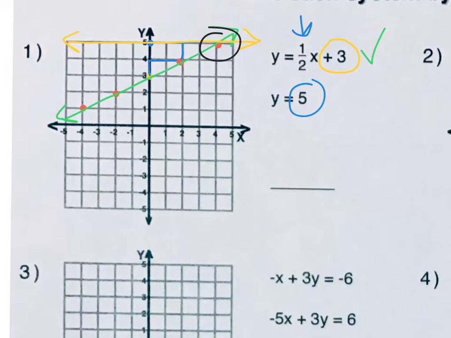They cross right here. That's going to be our solution. Right there is our solution. So on the blank, we write the ordered pair. Our ordered pair needs to have an x and a y. So it's over 4 for our x, and then it goes up 5. So our ordered pair is 4, 5.